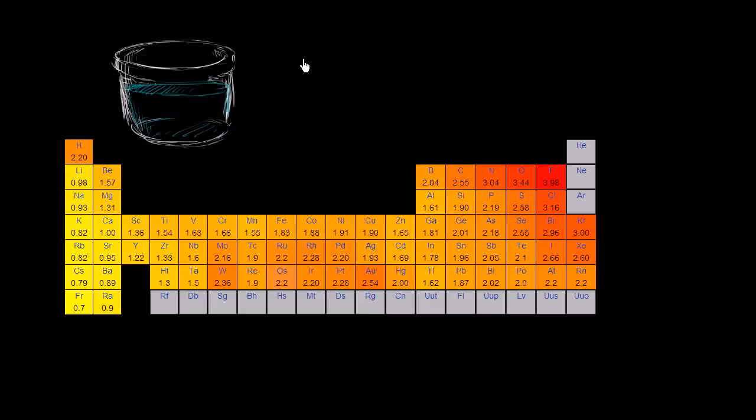So what we have here is a solution of copper sulfate. Copper sulfate is an ionic compound. The copper loses 2 electrons to the sulfate. So the copper has a positive 2 charge, and the sulfate has a negative 2 charge. This is a cation, this is an anion.